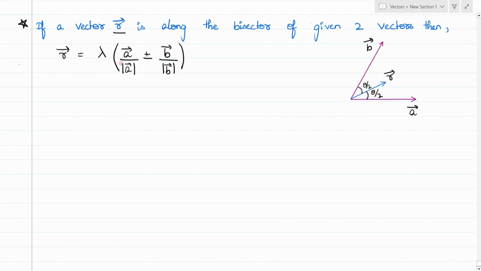Lambda is nothing but a scalar quantity. Why plus or minus? Because this vector can be on the opposite side, like this. Okay. In that also it holds true.